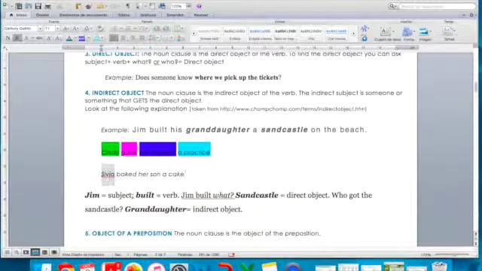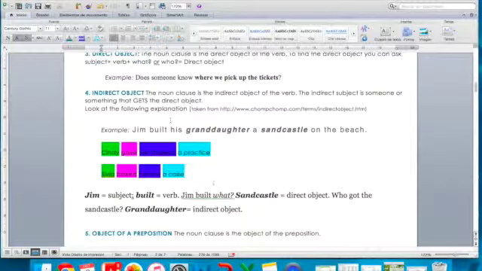Okay. Main verb, baked. Who baked her son a cake? Who? Sylvia. What did Sylvia bake? A cake. Responding to what? We have the direct object. This is the direct object. And who received the cake? Her son. And the person who received the direct object, which is a cake, is the indirect object. So it's called indirect object because it indirectly receives the action.